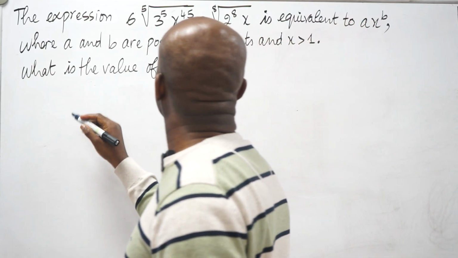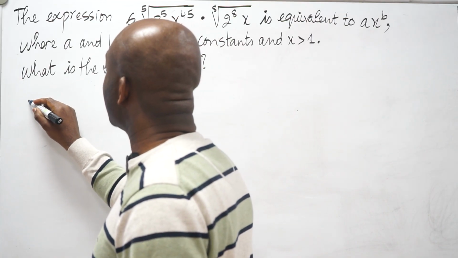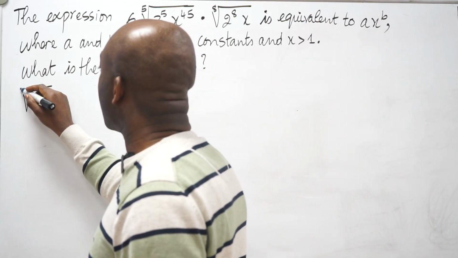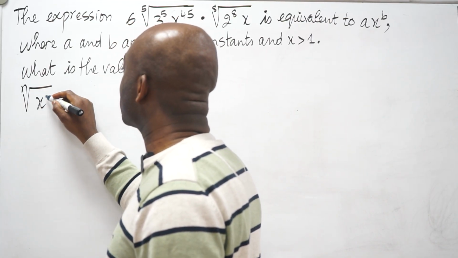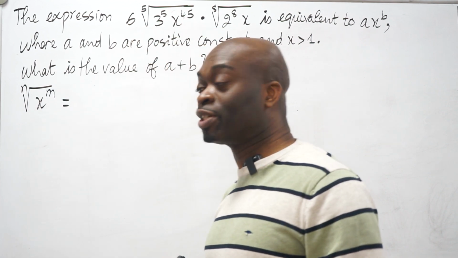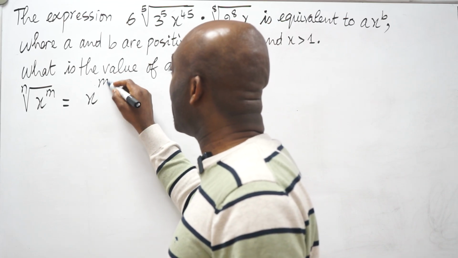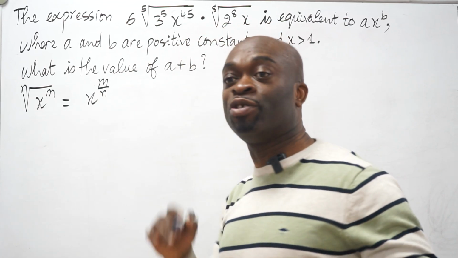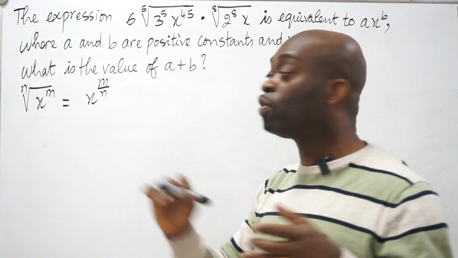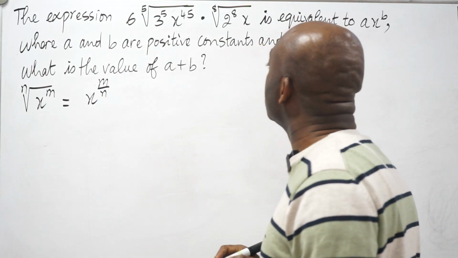So what we know is that if you have the nth root of x to the power m, for example, that is just the same thing as x to the power m over n. So that's how you change a radical into exponent format. All right? So that's what we're going to use here as well. So let's go for it.